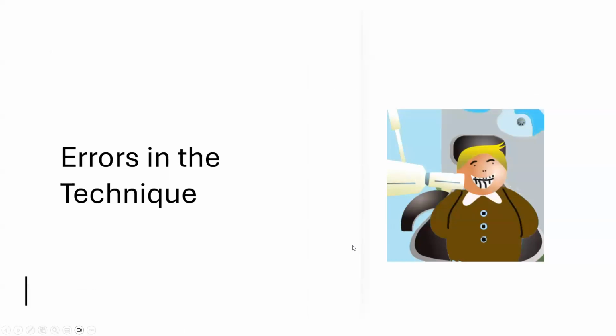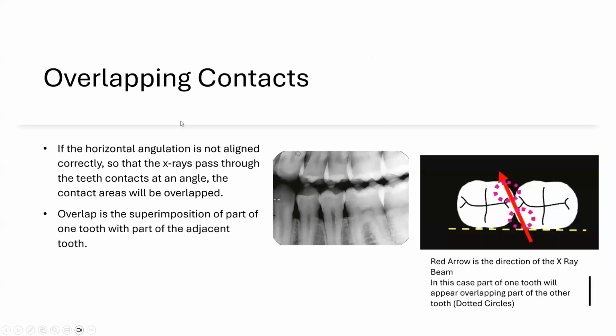Errors in the technique when taking the X-ray using the Bitewing technique. Overlapping of the contacts. If the horizontal angulation is not aligned correctly, the X-rays pass through the teeth contacts at an angle, and the contact areas will be overlapped. Overlap is the superimposition of part of one tooth with part of the adjacent tooth. Over here we can see the angulation of the beam. This is the contact, one part of the tooth and the part of the other tooth appear overlapping each other.